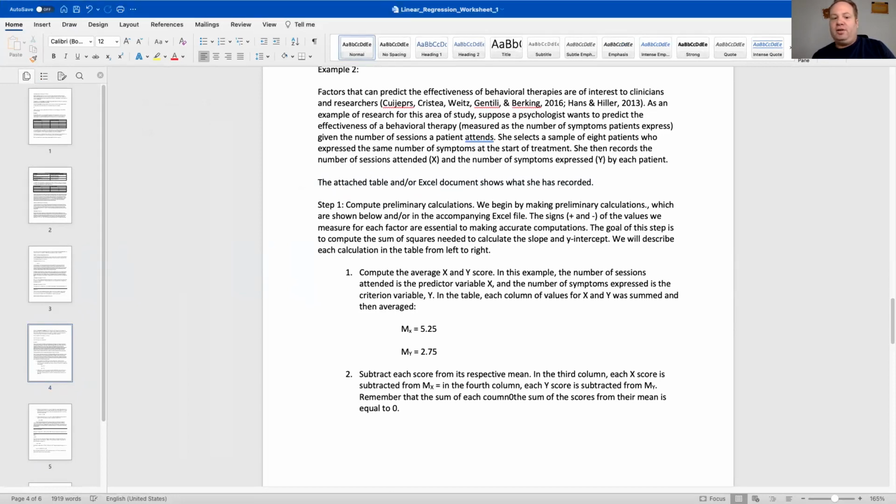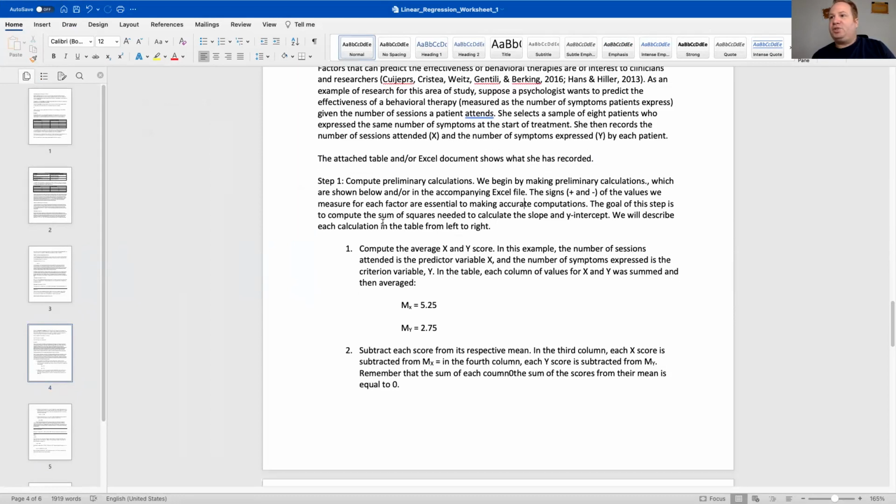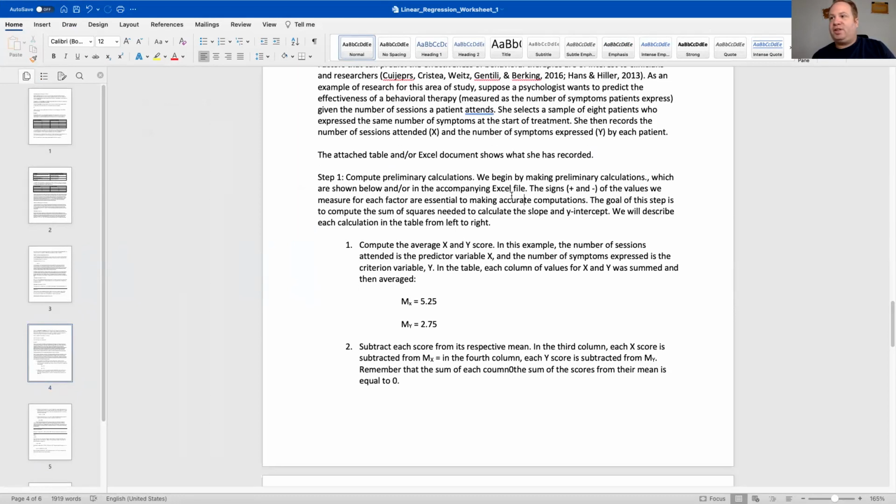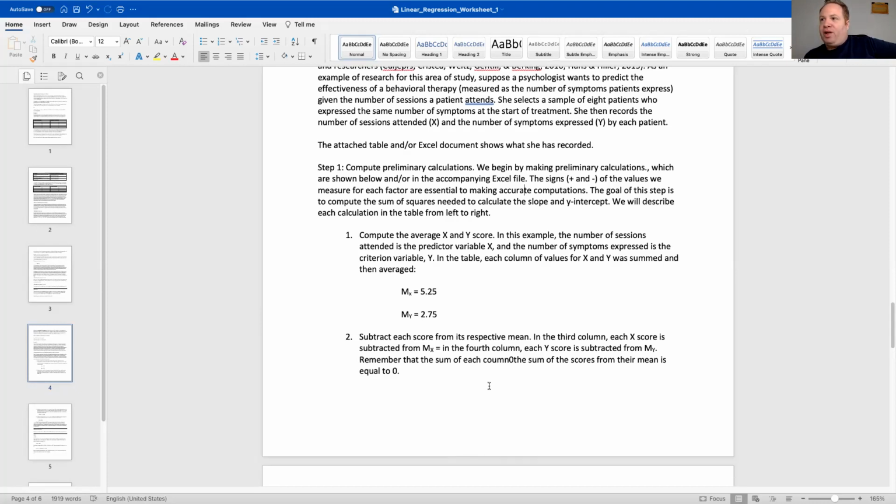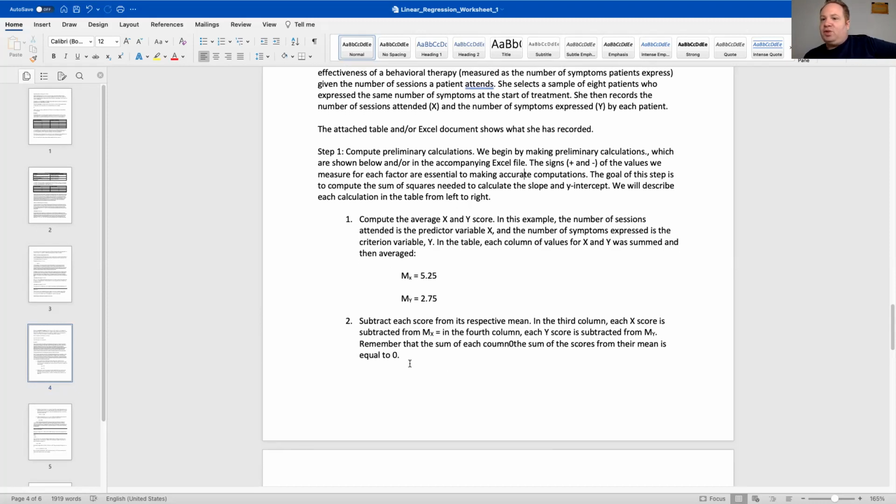We begin by making preliminary calculations, which are shown in the accompanying Excel file. The signs plus and minus of the values we measure for each factor are essential to making accurate computations. The goal of this step is to compute the sum of the squares needed to calculate the slope and the y-intercept. We will describe each calculation in the table from left to right. Compute the average X and Y score.